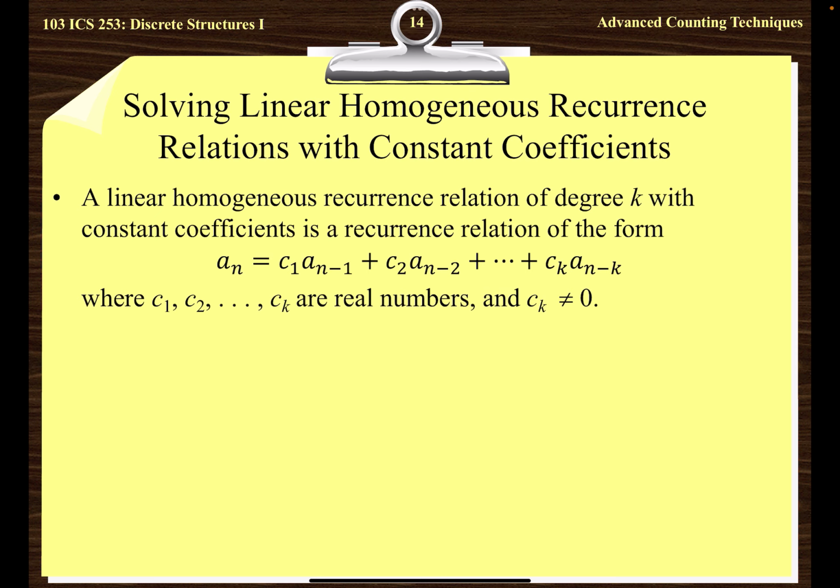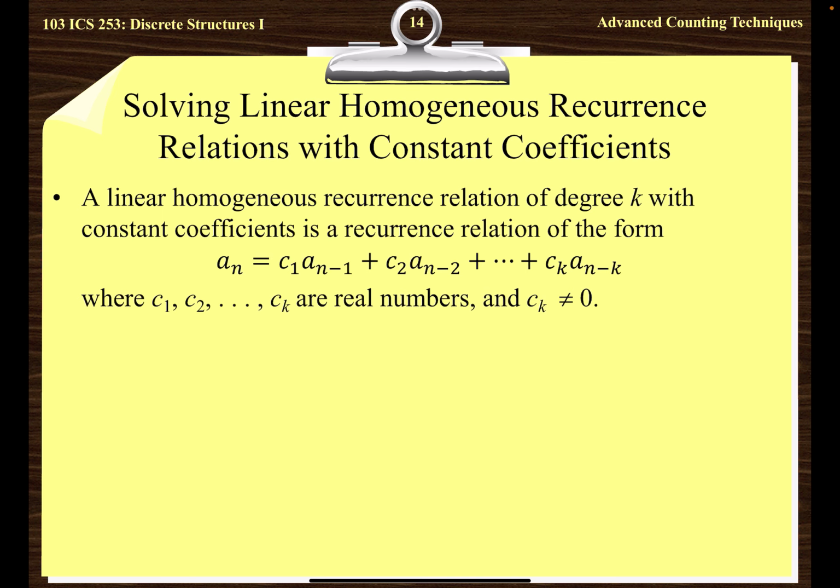So what is a linear homogeneous recurrence relation of degree k? Well, it's basically of the form an equals c1 an minus 1 plus c2 an minus 2 plus all the way plus ck an minus k, where c1, c2, all the way up to ck are all real numbers, are all constants, and we require ck not to be equal to 0. If I want it to be of degree k, then ck has to be non-zero, okay? Then we say that this is a linear homogeneous equation of degree k.